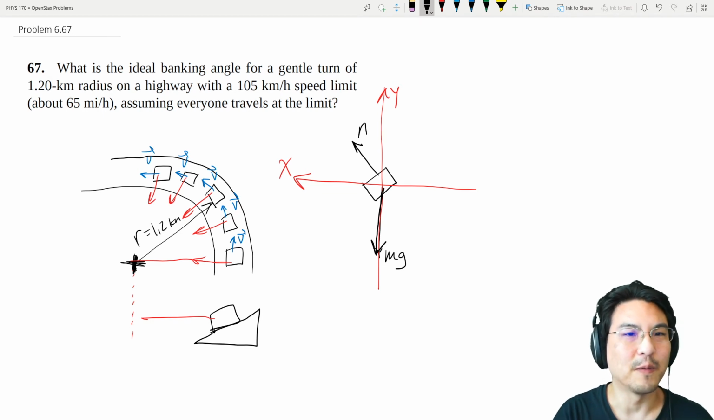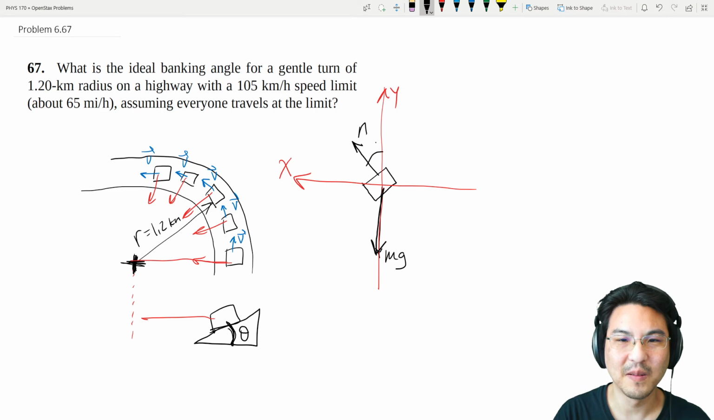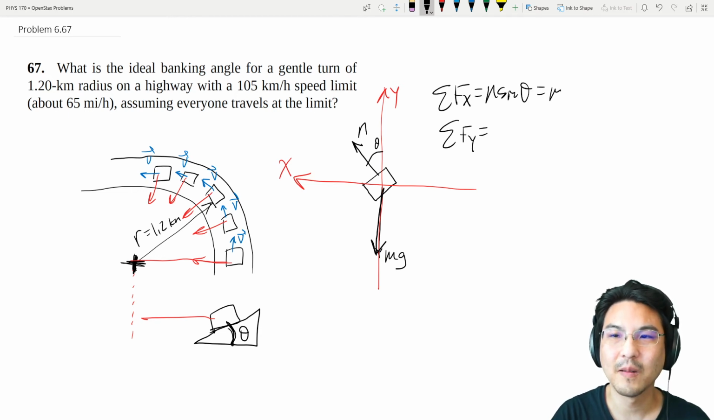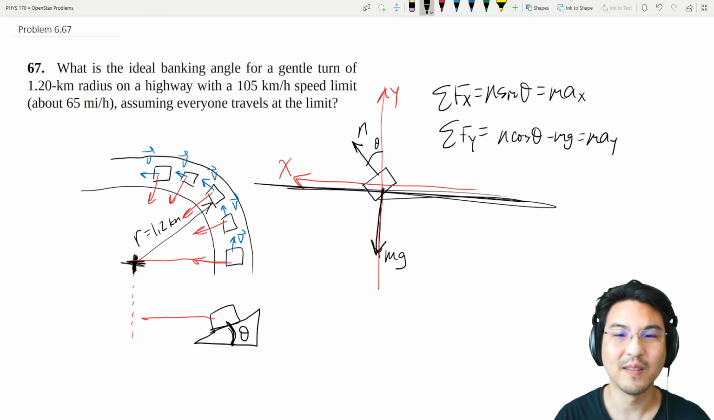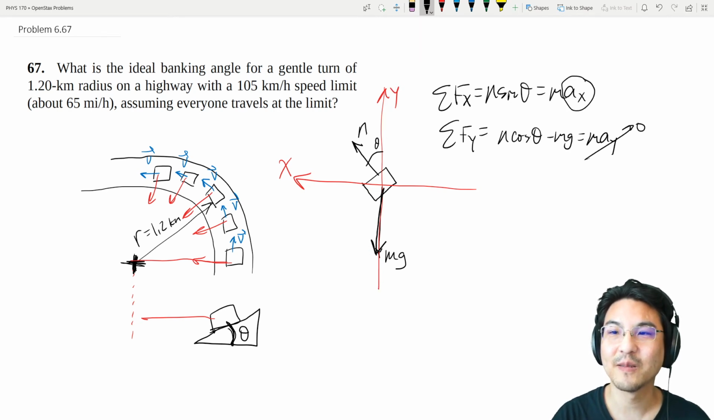Okay, and then if we have an angle, let's say like this, then that angle's got to be here. And now let's write Newton's laws. So in the x direction, we got this. In the y direction. All right. And again, the only acceleration is centripetal this way. There's no acceleration this way. So a_y is 0 and a_x is centripetal. So I'll just write it here: a_x is v squared over r, centripetal.